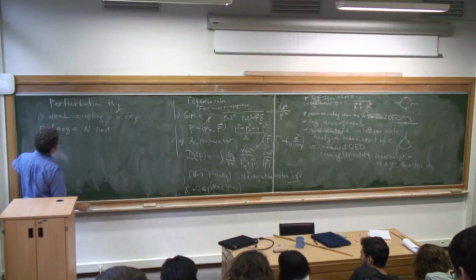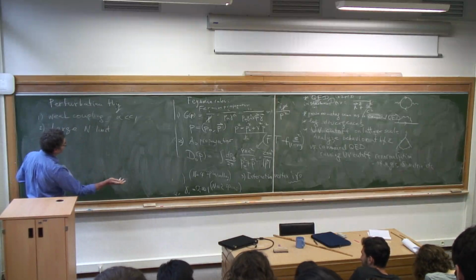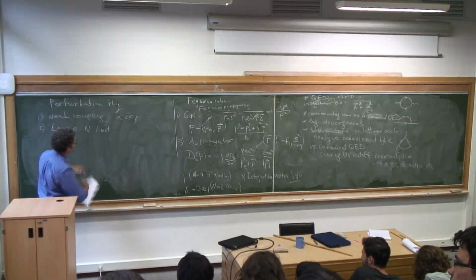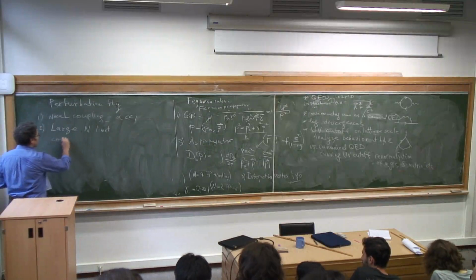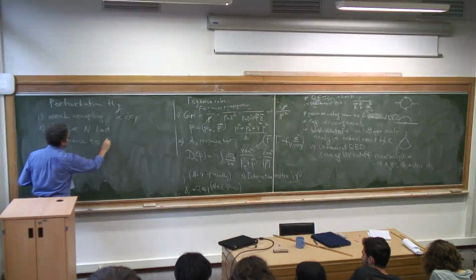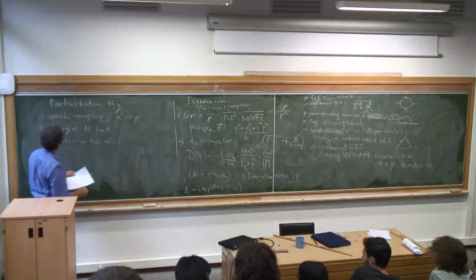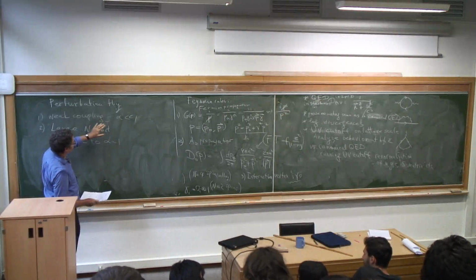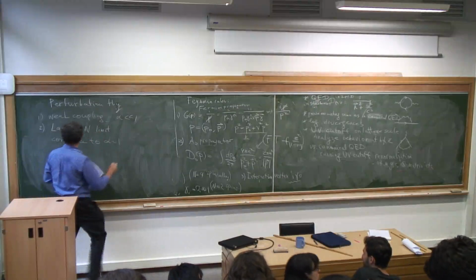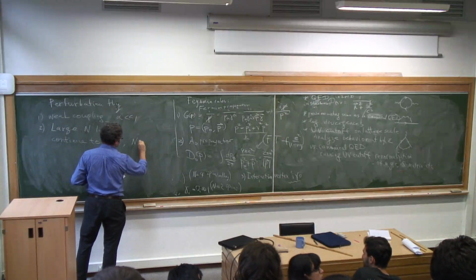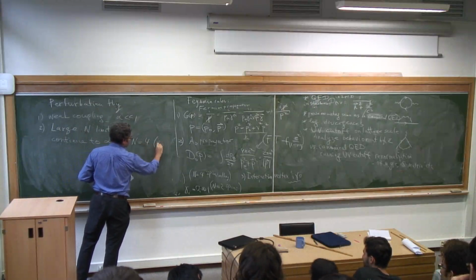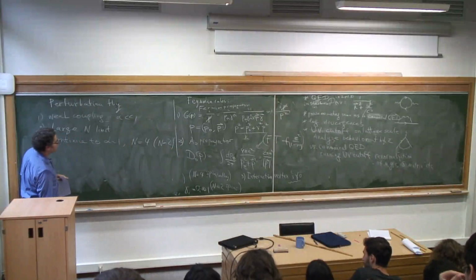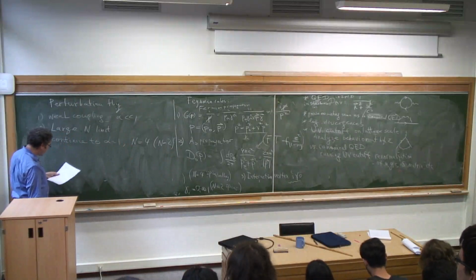Both of these approaches require, after you calculate, continuing the result to physical values. So you have to continue to alpha of order 1 in the first case. In the second case, if you take N to be large, you can take alpha to be of order 1 and you still have a good theory. But then you have to continue to N, which is 4 or 2, depending on whether you're using 4-component fermions or 2-component fermions.